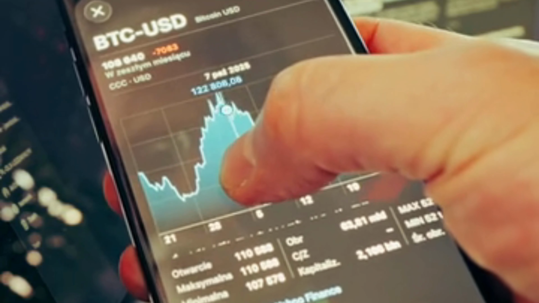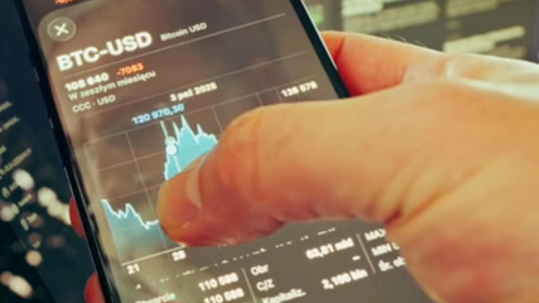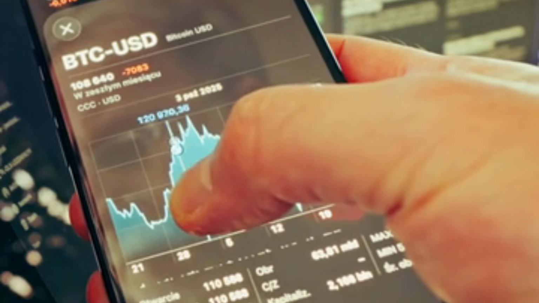Trading isn't about being right all the time. It's about making smart decisions repeatedly.